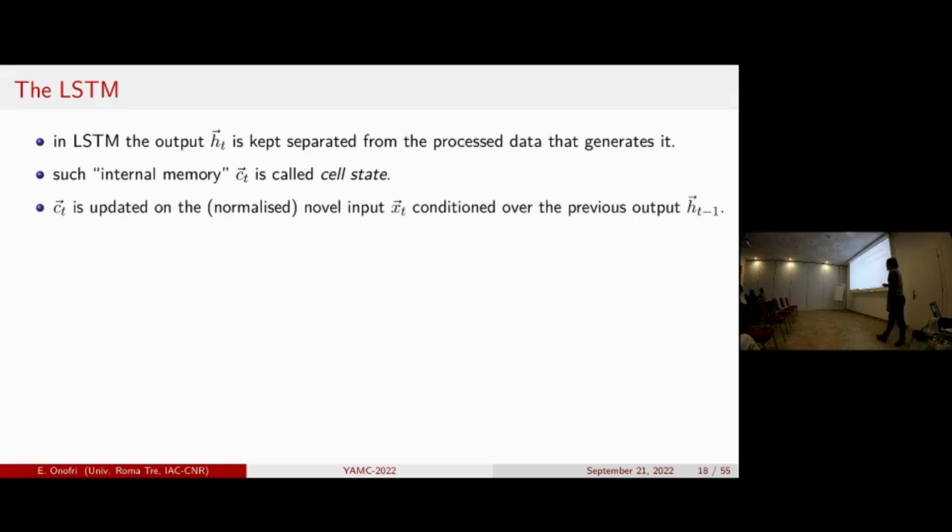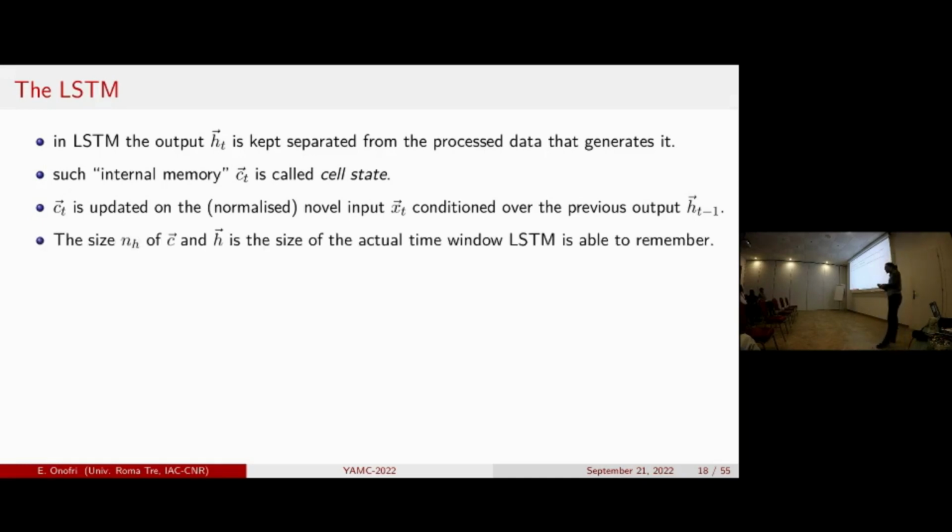So the cell state is updated on the normalized, eventually, novel input that we pass each and every minute, and the size of the cell state and of the hidden state are the actual memory, the actual time window that the LSTM is able to, in some sense, store in its brain. And this will be important in a second.